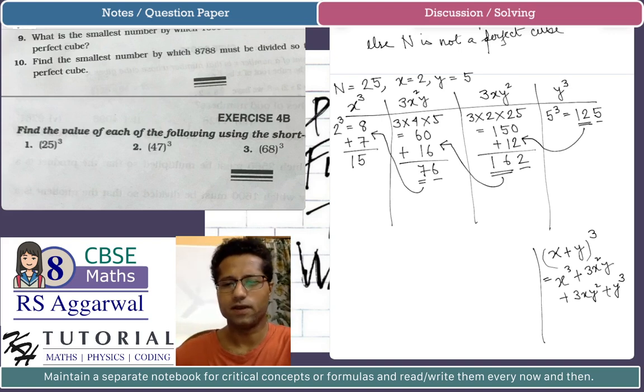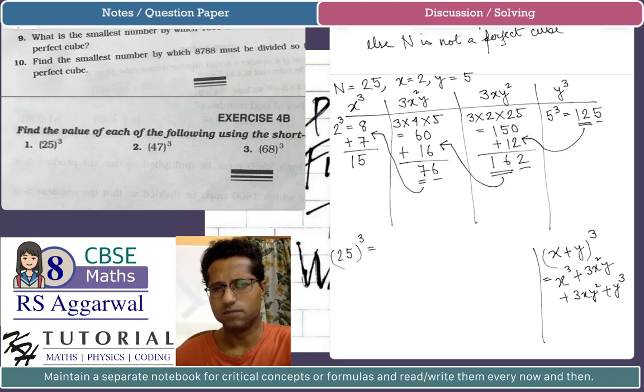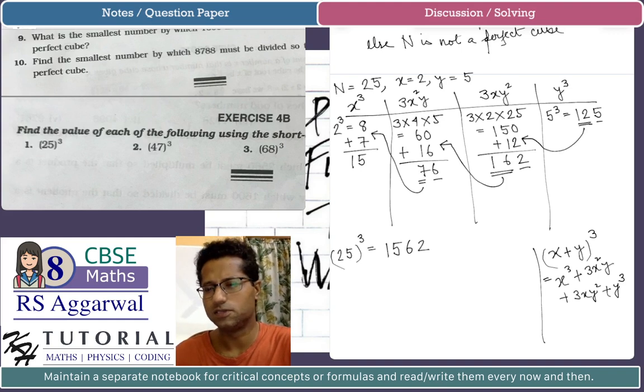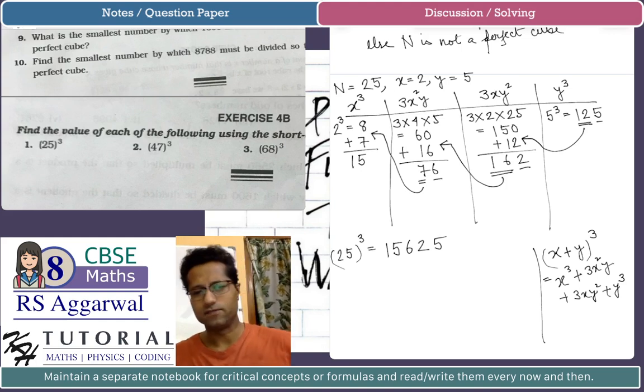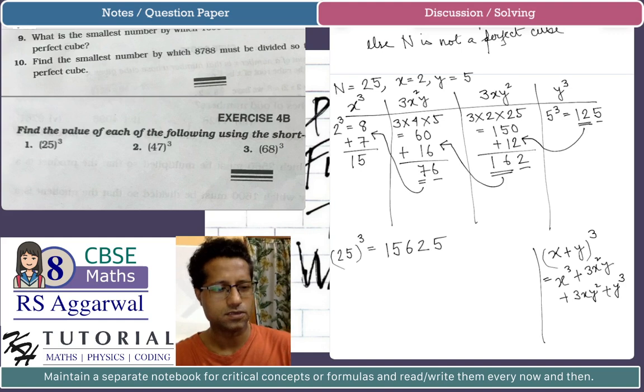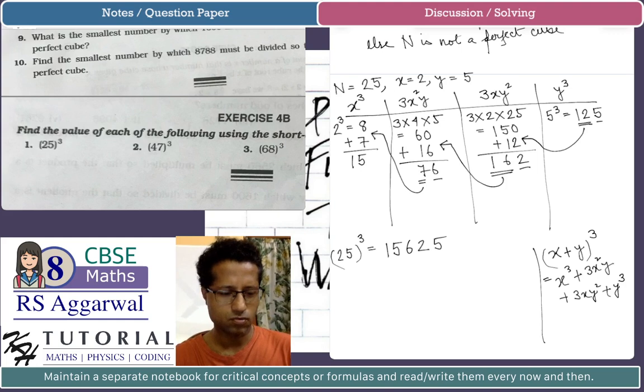Now what will be the value of 25 cube? 25 cube will be the final value of the leftmost column, that is x cube, that is 15. Then you add the units digit of the second column, that is 6. Then you add the units digit of the third column, that is 2. And then finally we add the units digit of the fourth column, that is 5. So 25 cube is 15625, and I am really not sure whether this is correct or not, because I am prone to make mistakes. I will have to check it in a calculator. 15625 is the correct answer.